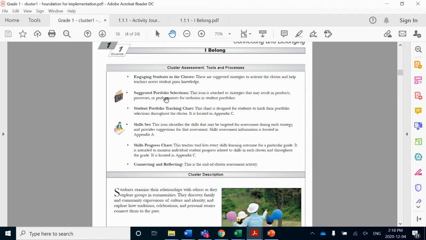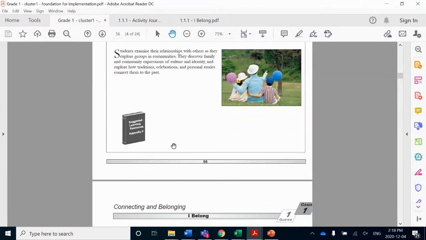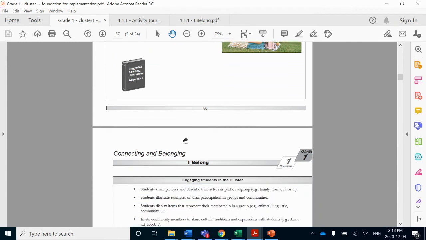Some suggestions for assessment here are doing a portfolio or connecting and reflecting, which gives the student a chance to think about what they've learned and then write about it or demonstrate it in some way. Here is the cluster description, where it talks about what the students will learn and some of the ideas, and you see a note here about Appendix F, which we saw on the website. These are some suggested learning resources that might support the lesson and the teaching that you're doing.